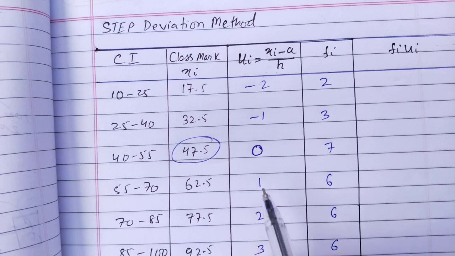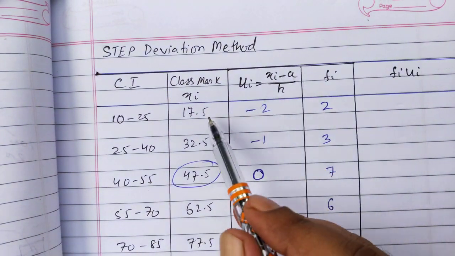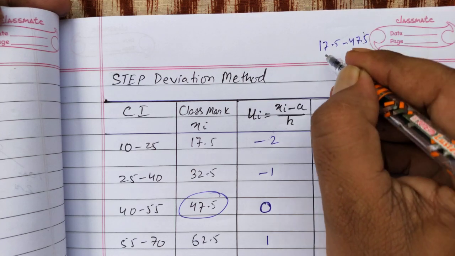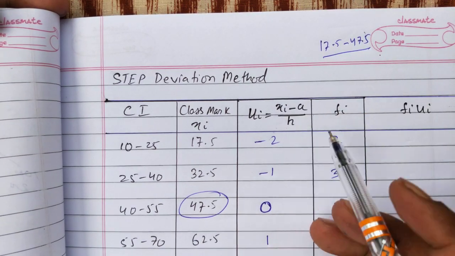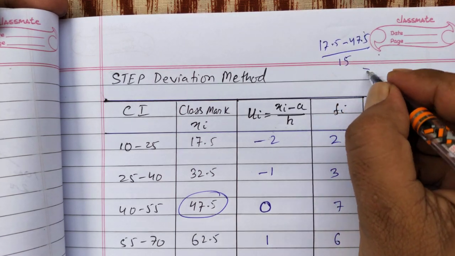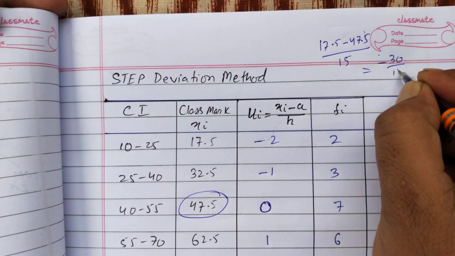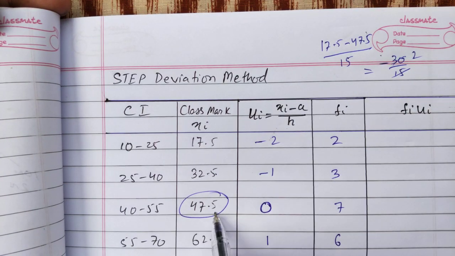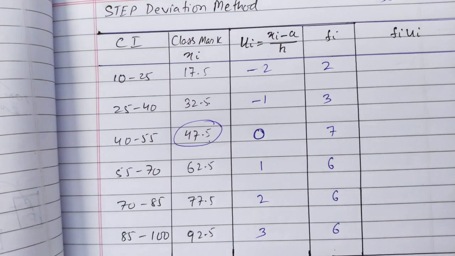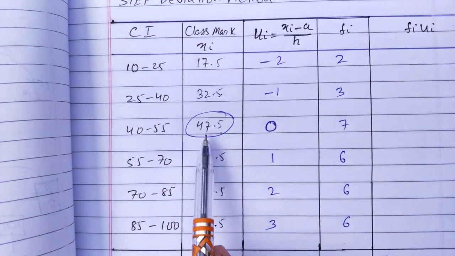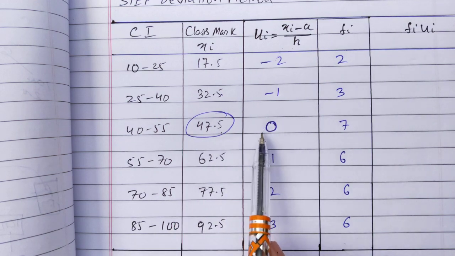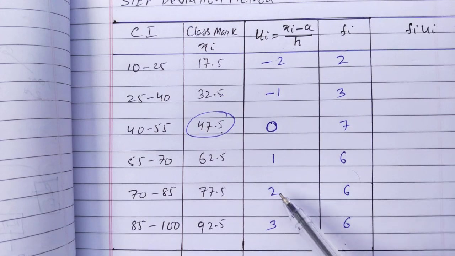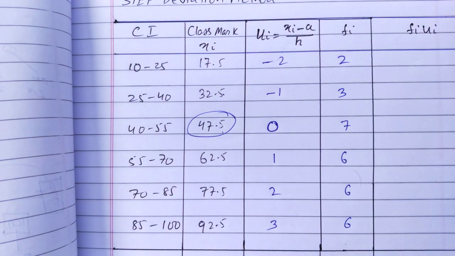Let's do it with one number and see whether it's correct or not. Xi minus a means 17.5 minus 47.5. A is 47.5, divided by h. H means 15. So we're getting minus 30 by 15. If you cancel, I get -2. See, if you do this minus this divided by h, again you'll get -1. So in step deviation, you don't have to calculate; which one you're selecting, you just take 0, and if you go up, you go -1, -2. If you come down, you go +1, 2, 3. In step deviation, simple, okay?